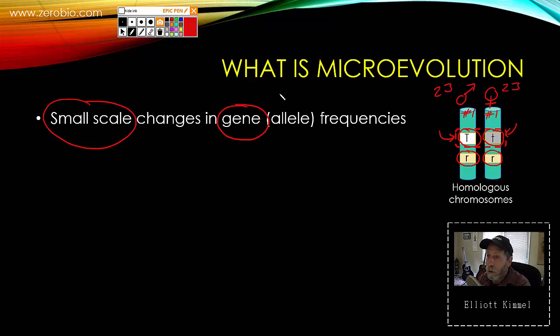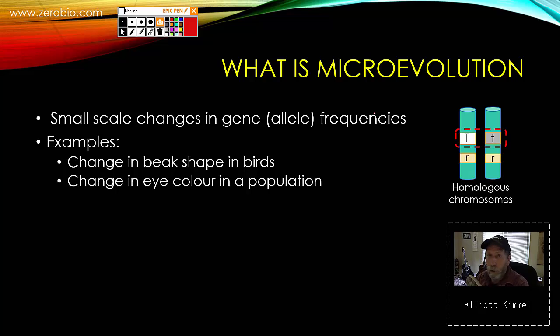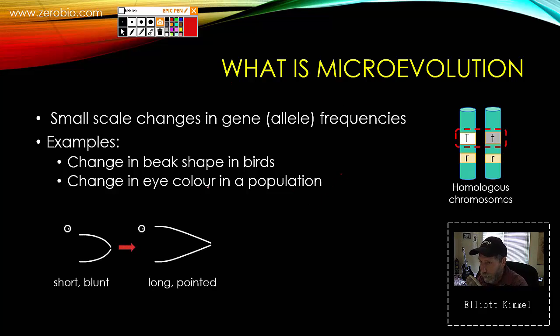So microevolution deals with changes in the gene or allele frequencies within a population. Now, I'm going to explain that as we go further on. Examples of microevolutionary traits are things like changes in beak shape in birds or changes in eye color in populations. So let's look at an illustration of that.